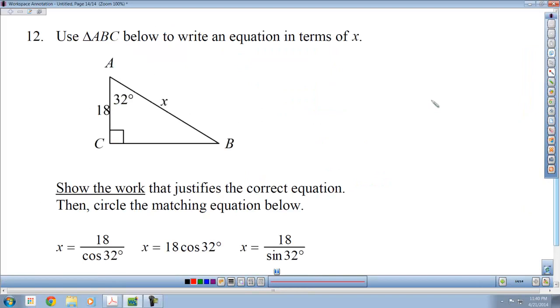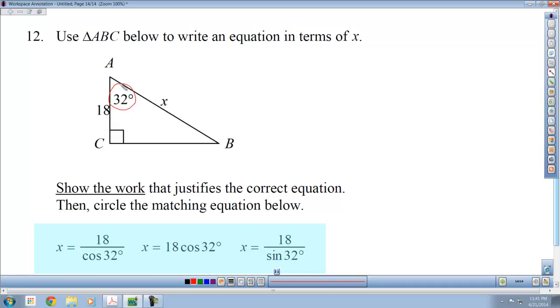Number 12 is a trigonometry problem, and I guess I would just warn you, some students have a hard time handling the fact that the answers are right down here. If I were you, I would ignore those and just do the trig, get it all the way to the answer, and then just match it. Don't let these distract you.